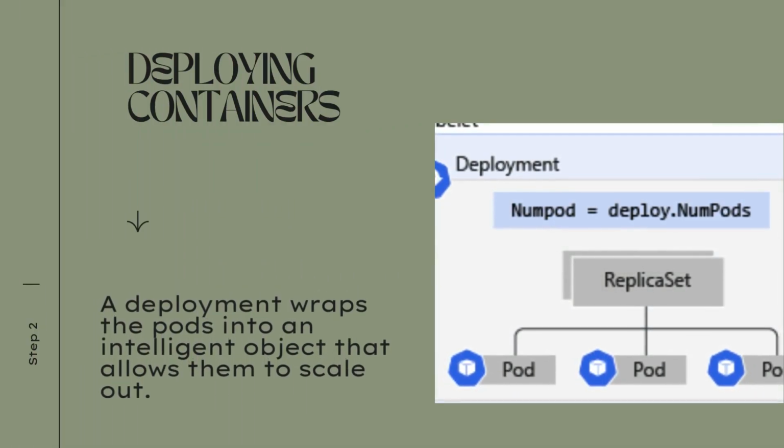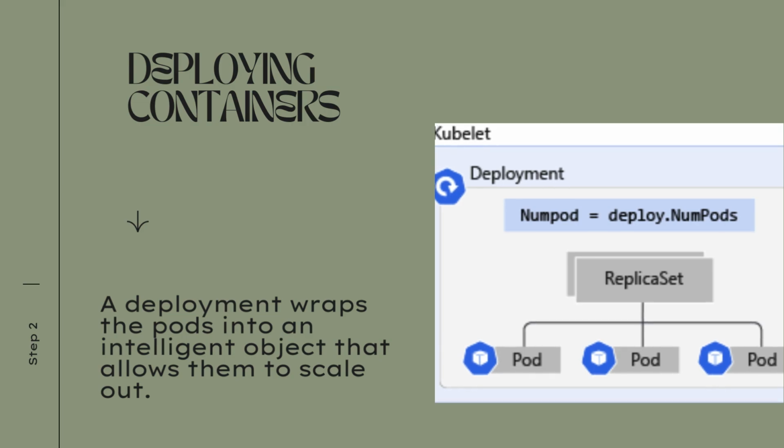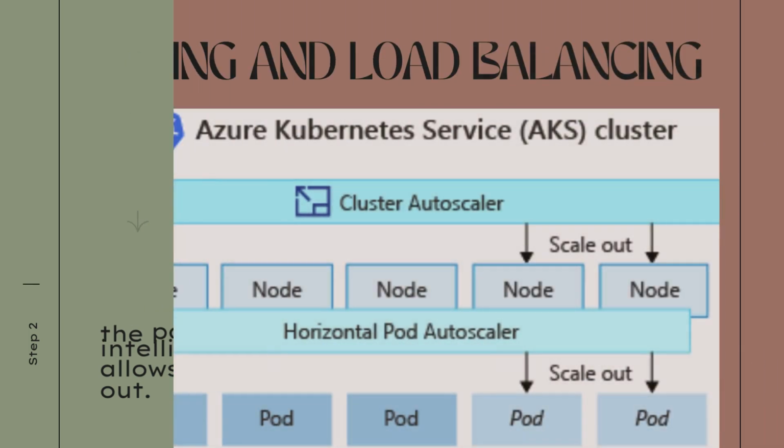Next, you deploy your containers using Docker images. These are your recipes, stored in a container registry like Azure Container Registry. AKS pulls these images and deploys them to the nodes using pods. Think of pods as the plate holding your dishes.